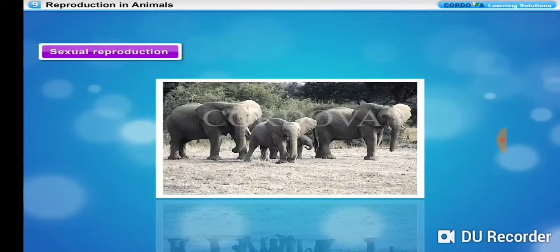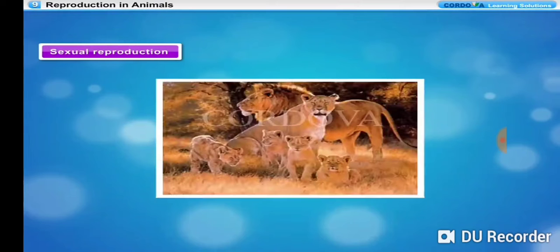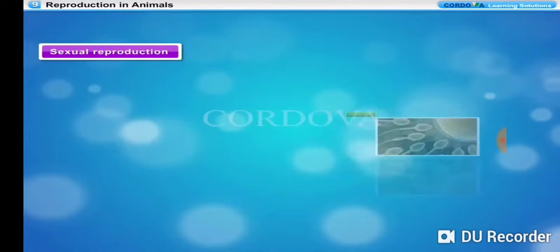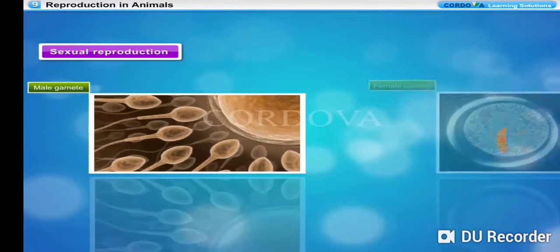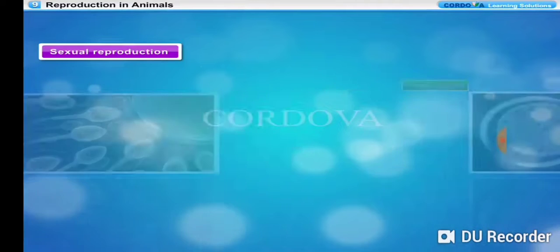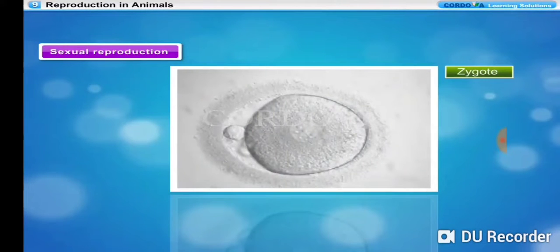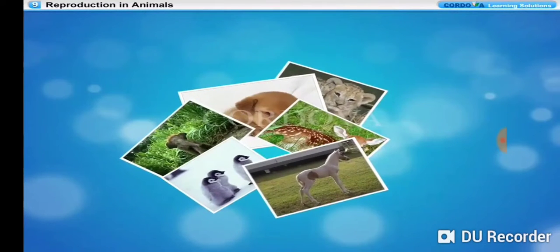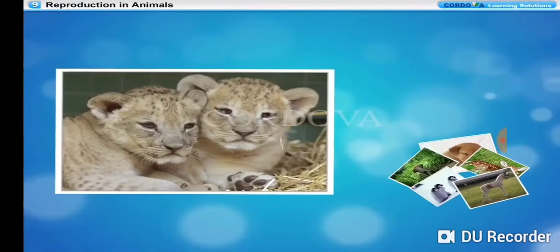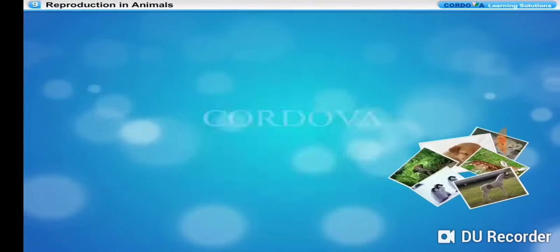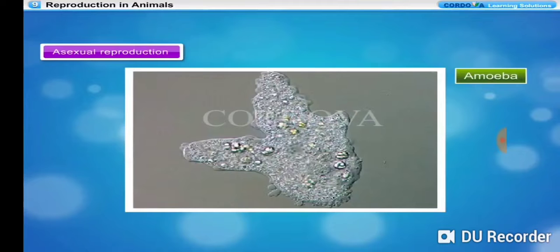Sexual reproduction. The production of a new animal from the existing two parents by the fusion of their gametes is called sexual reproduction. It involves the fusion of a male gamete with a female gamete, which leads to the formation of a zygote that develops into a new individual. Fishes, frogs, cows, dogs, horses, human beings, etc. reproduce by sexual reproduction.